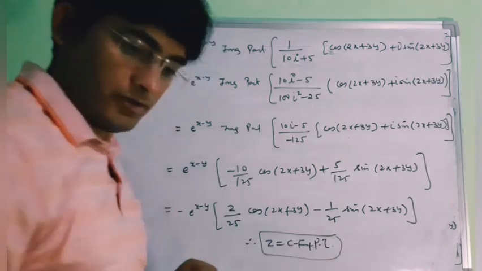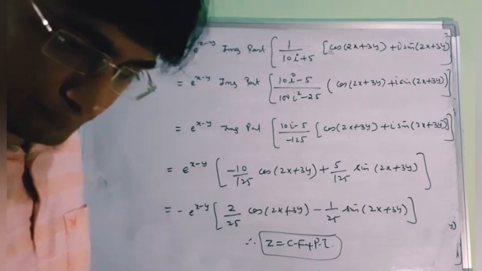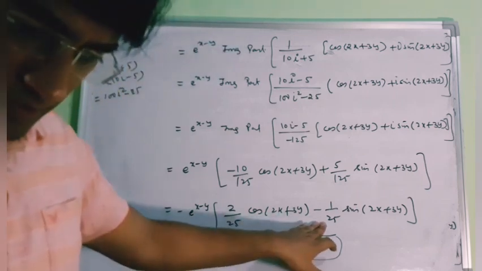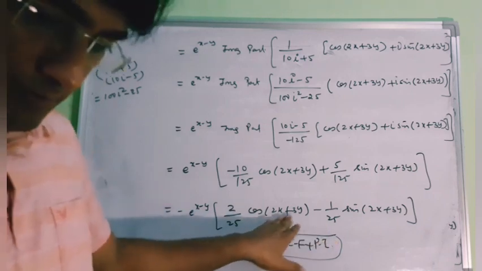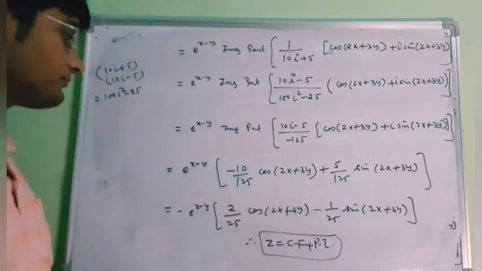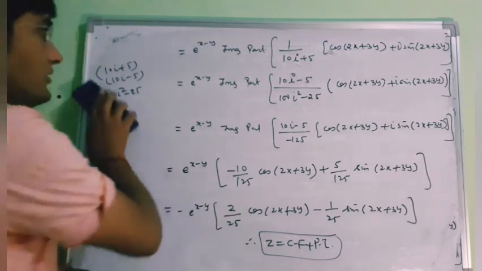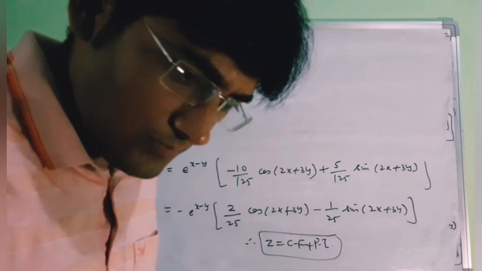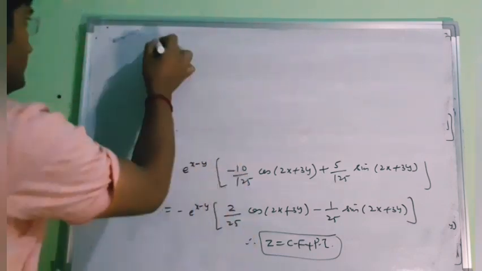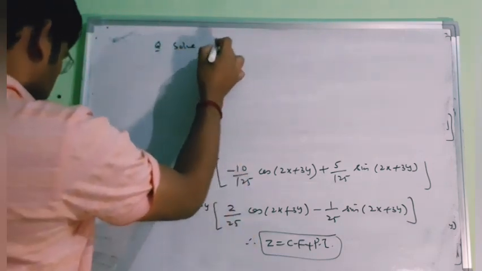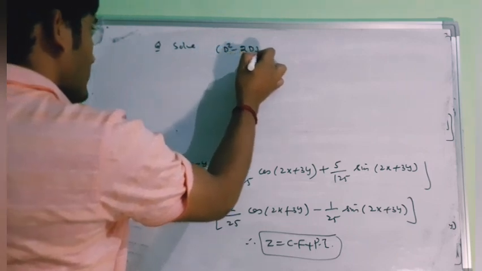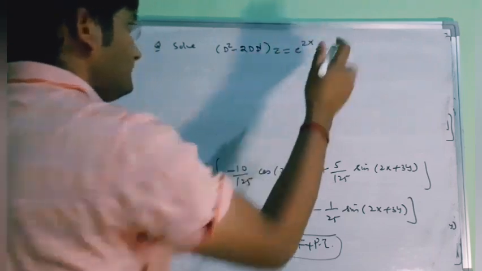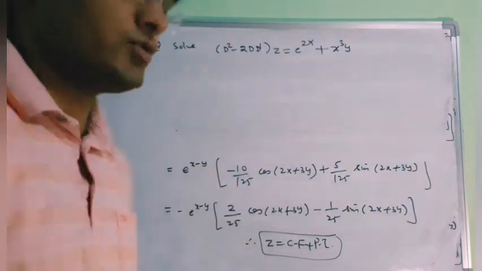So this is all about this question. We can also take this 25 common. So in the bracket we have this answer and it is correct. So this is the solution of this question. Now our final question is, let us solve (D square minus 2DD') z equal to e to the power 2x plus x cube y. And this will be our last question.